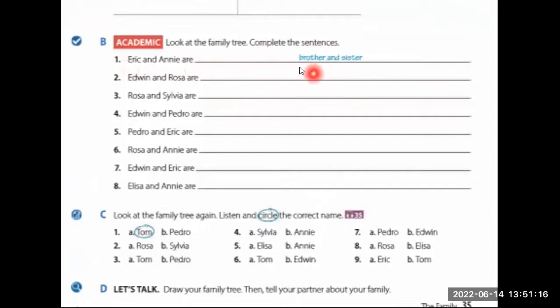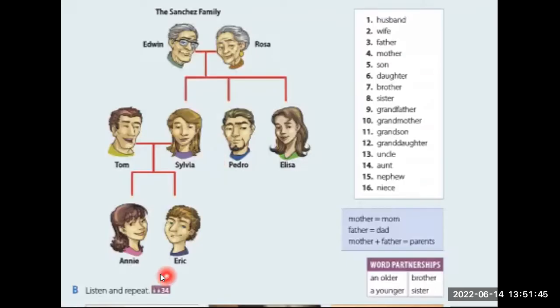brother and sister. Brother and sister. So Eric is mentioned first, so we find out what he is to the other person. He is the brother. And Annie is second, so we see that Annie is the sister. Eric and Annie, brother and sister. Okay, so let's just go look at that chart again and see. Here's Eric. Here's Annie. So Eric is the brother and Annie is the sister. Just want to do a couple of these.